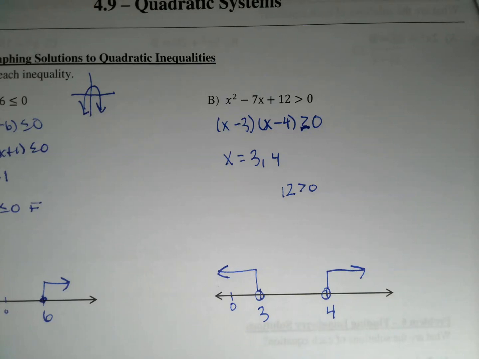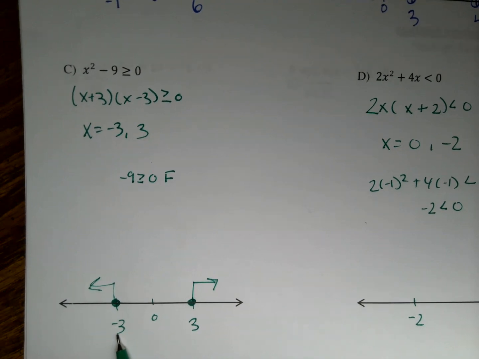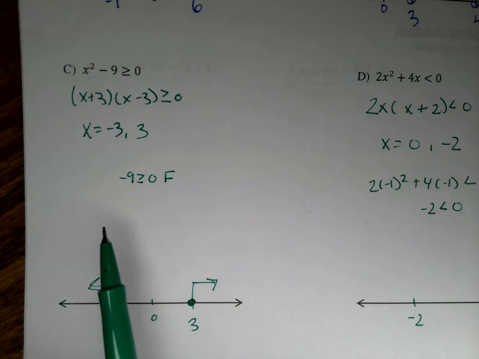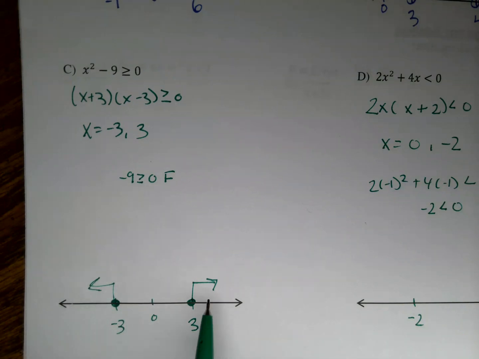Go for it if you want. I want you to try to do C and D by yourself right now. So first, looking at C, you should get your zeros at negative 3 and 3. Remember, negative 3 is smaller on the number line, so it should be first over here. If I plug 0 into my equation, negative 9 is greater than or equal to 0. That's false, so I'm shading out.